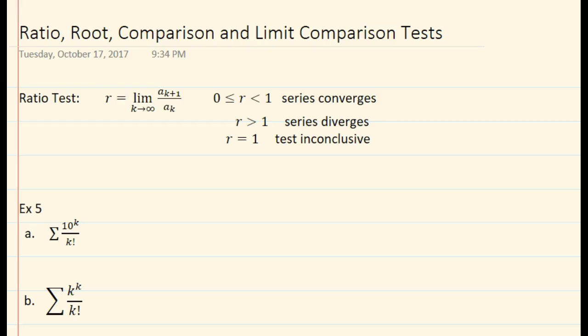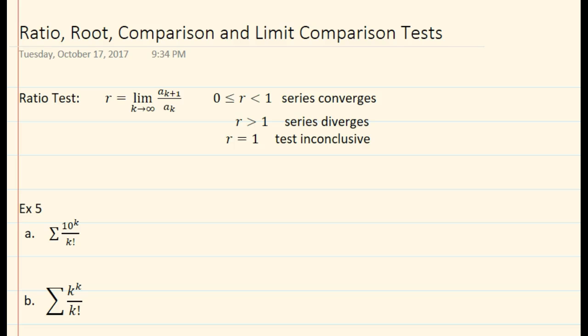Let's take a look at the ratio test. For the ratio test, we're going to take the ratio of two consecutive terms and then take the limit as k goes to infinity. Here, we're going to notice that our value for r, if it is a fraction, some number between 0 (or equal to 0) and 1, we find that the series converges. If r is greater than 1, we find that the series diverges. And if r is equal to 1, we find this test inconclusive and we must pick another test in order to determine convergence.